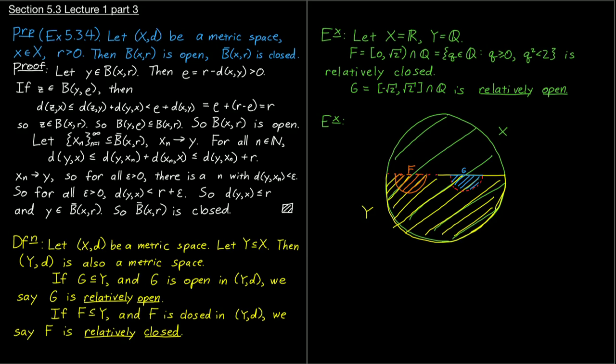G includes the boundary, which is sort of funny, but that's okay. If you grab a little point here in G and you draw a little ball around it, well, you may be missing this part of the ball, but since this part of the ball is missing from Y, that's okay. G still counts as relatively open.